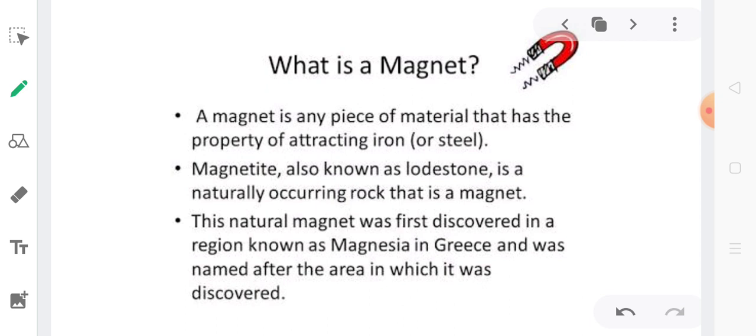Now it is believed that since this phenomenon was first discovered by a person named Magnus, and the place where it was discovered was Magnesia, from there the term magnetism came into existence, and hence these objects were named magnets. The rock that was discovered is called magnetite or lodestone, which is a naturally occurring rock. This natural magnet was first discovered in a region known as Magnesia in Greece and was named after the area in which it was discovered.